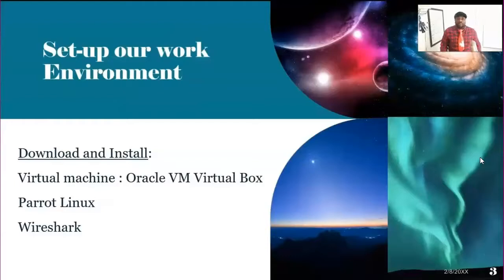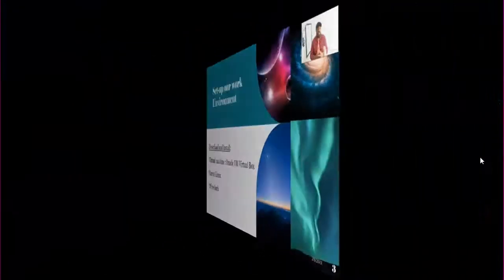So first, you are going to download and install a virtual machine. We're going to use Oracle VM VirtualBox, and you're also going to download Parrot Linux and Wireshark. This is our tool. We're going to work in our system in this class.